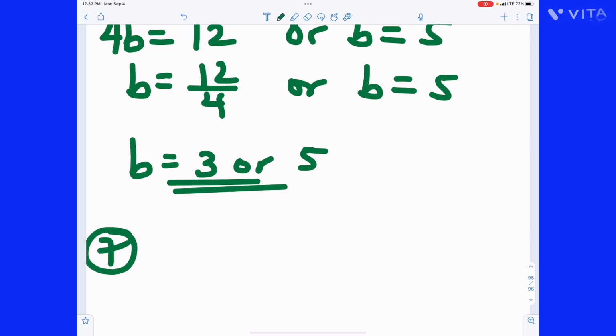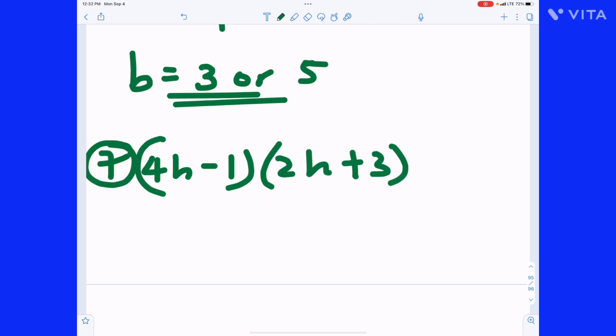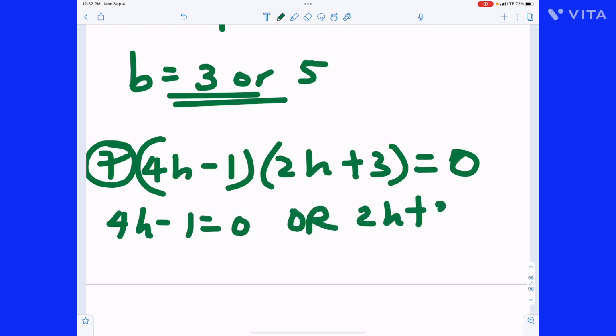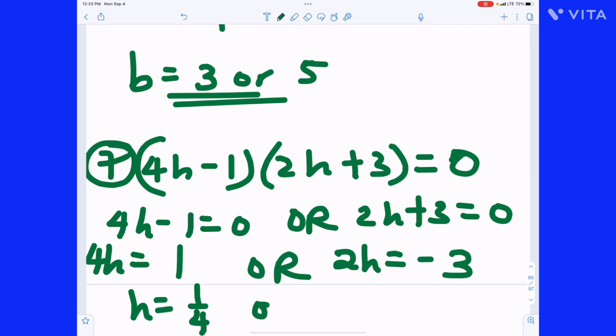Number 7. 4h minus 1, 2h plus 3. Equate 4h minus 1 to 0 separately. 4h minus 1 is 0, or 2h plus 3 is 0. So 4h is equal to 0 plus 1, 1. Or 2h is 0 minus 3, minus 3. h is equal to 1 over 4, or h is equal to minus 3 over 2.